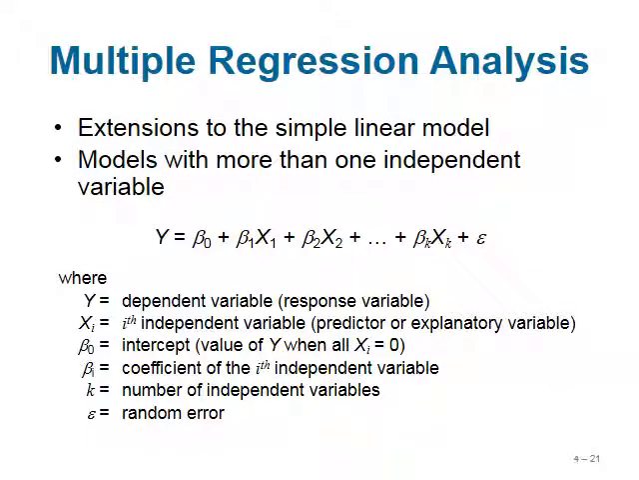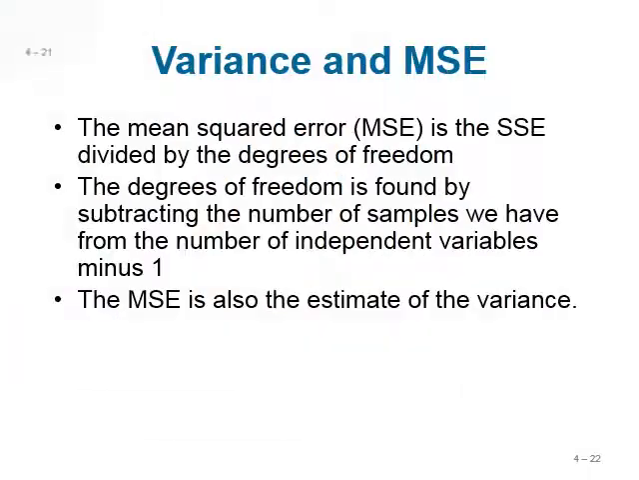Multiple regression is performed the same way as simple linear regression. We just use more independent variables to explain the variance of our dependent variable. The mean square error represents our estimate of the variance and is calculated by dividing the sum of squared error by the degrees of freedom.